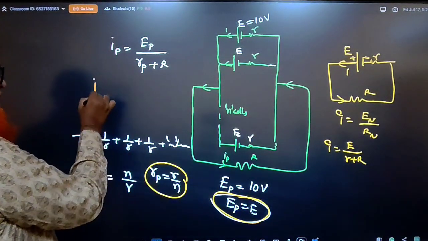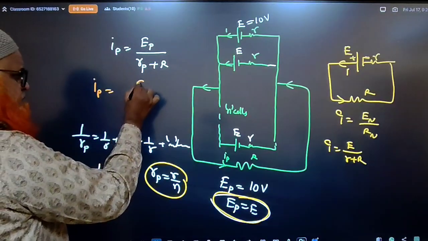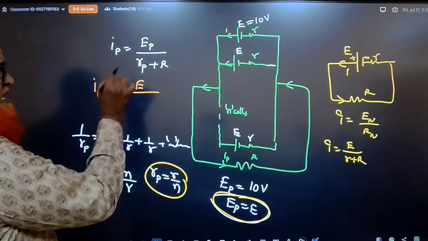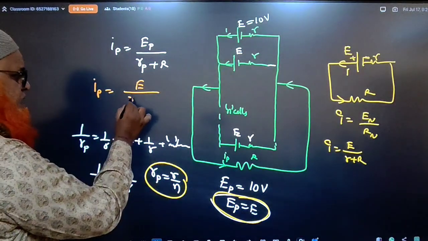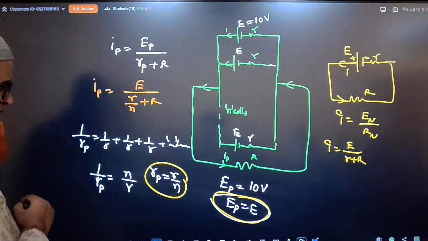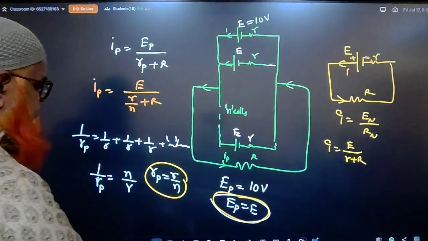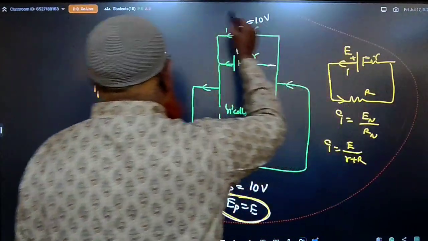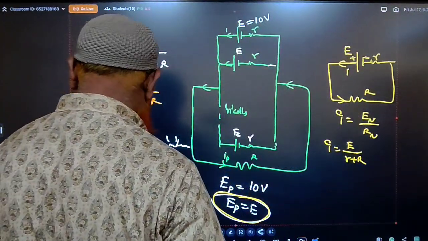Let us see. So in the parallel connection, E parallel means you write just E, and R parallel means you write R by N plus capital R. R by N plus capital R. Then how are you going to simplify this data? How are you going to simplify this?